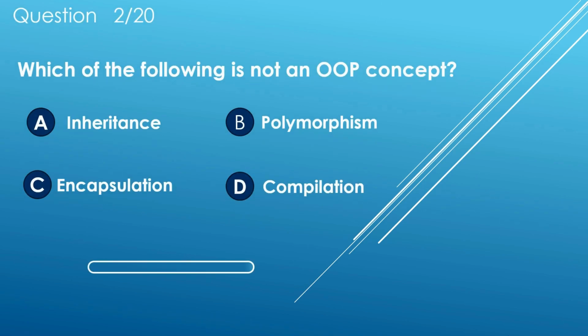Which of the following is not an OOP concept? A. Inheritance. B. Polymorphism. C. Encapsulation. D. Compilation.